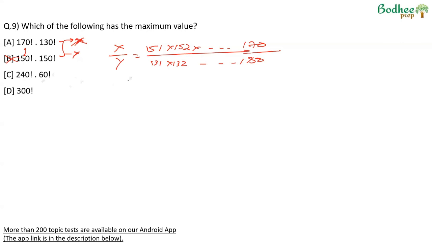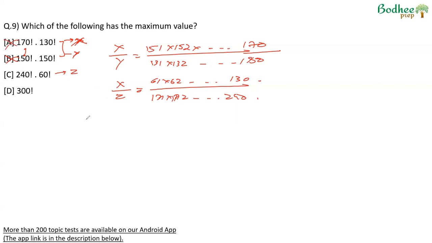If we compare A and B, again, if we take this as Z, x upon Z, 170 upon 240 factorial, we'll be left with 171 into 172 into 173 up to 240. And 130 upon 60 will be left with 61 into 62 into 63 up till 130. So here we have 70 terms. Here also we have 70 terms, but clearly 171 is greater than 61, 172 is greater than 62, and so on for each term. Therefore, the denominator is greater than the numerator. So Z will be greater than x.